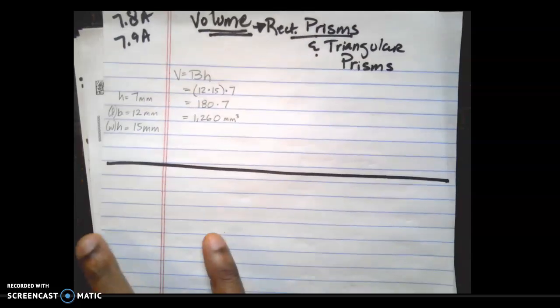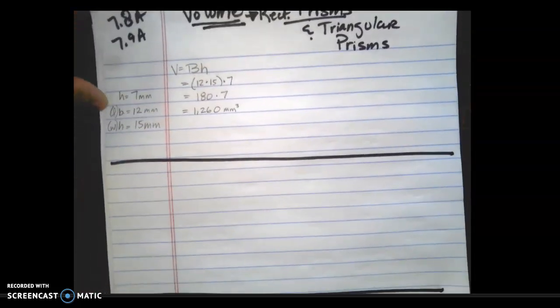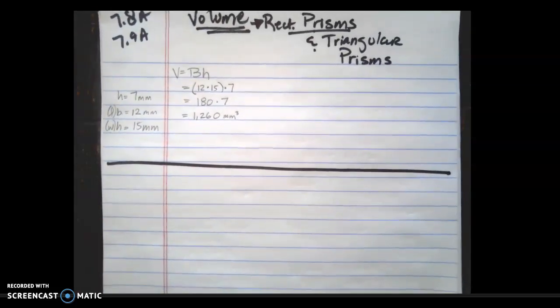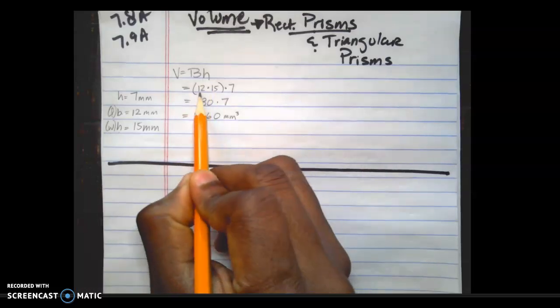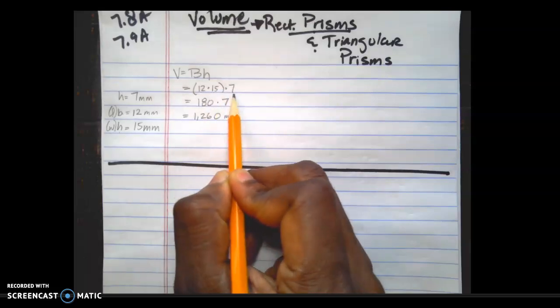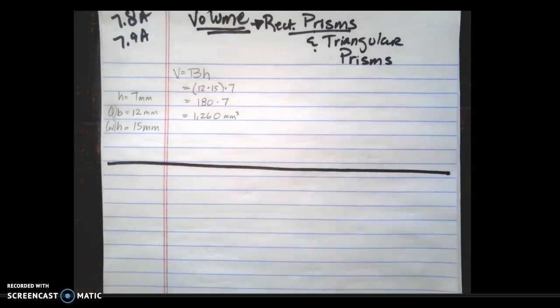We know that our unit of measure, when dealing with volume, is going to be some unit cubed. In this case, I'm taking 12 millimeters, multiplying it by 15 millimeters, multiplying it by 7 millimeters. When I multiply the same unit 3 times, it's going to be some unit cubed, in this case, 1,260 millimeters cubed. So that is the amount of space that that rectangular prism will occupy.